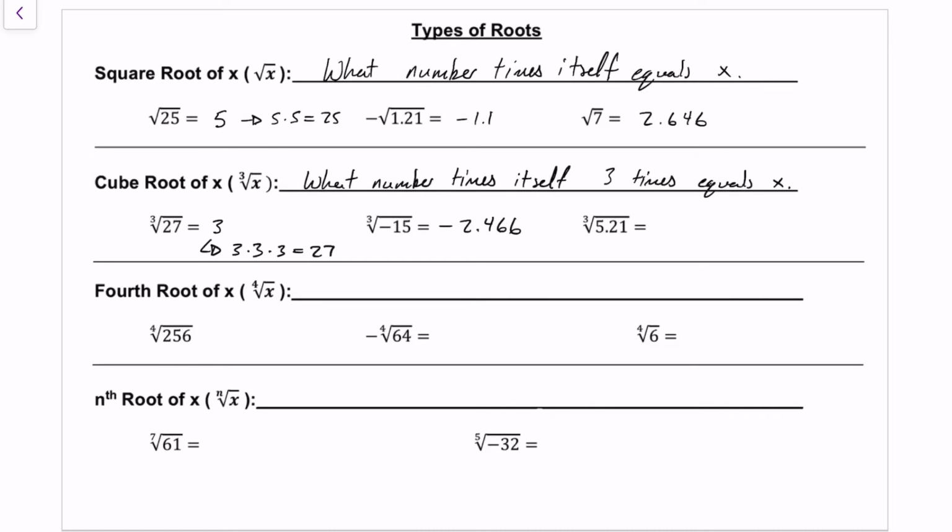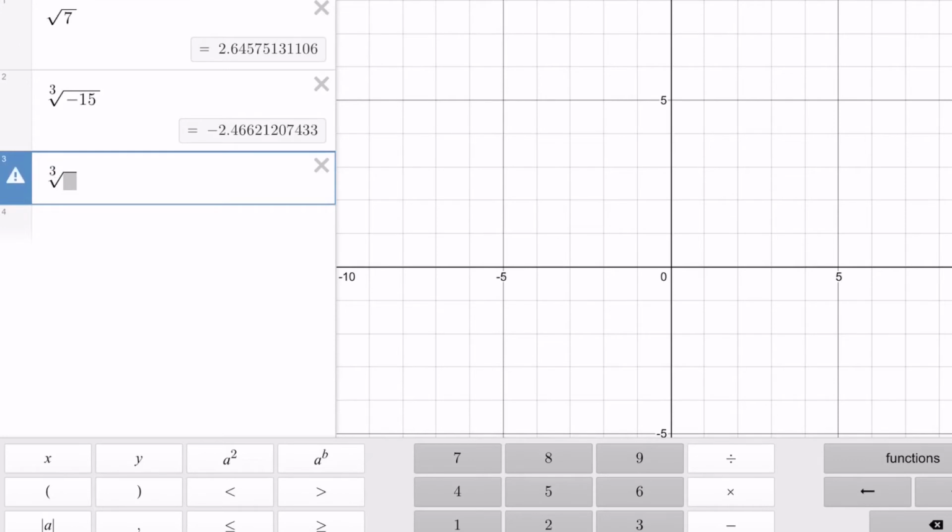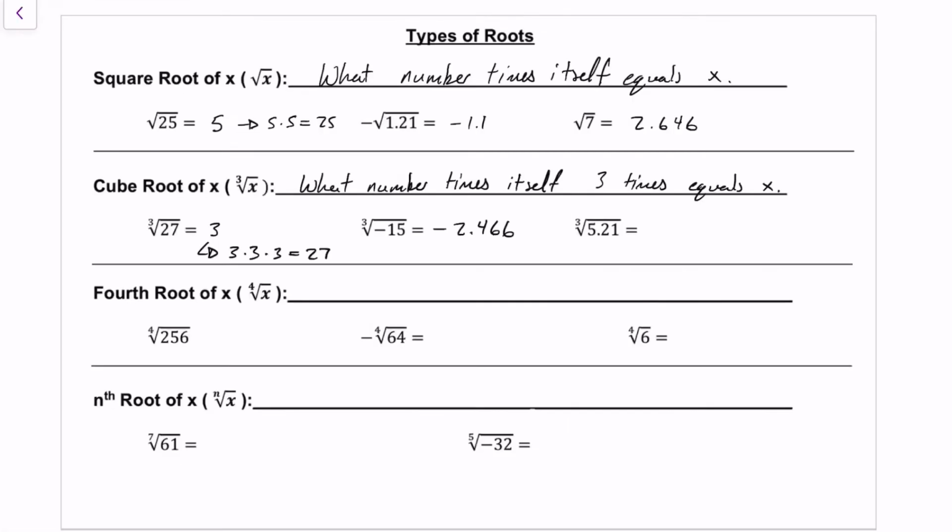It's important to note that you can take a cube root of a negative number. So you can't take a square root of a negative number, but you can take a cube root of a negative number. So now we're going to find the third root of 5.21, and again, go to the calculator, and I get that the cube root of 5.21 is 1.734.